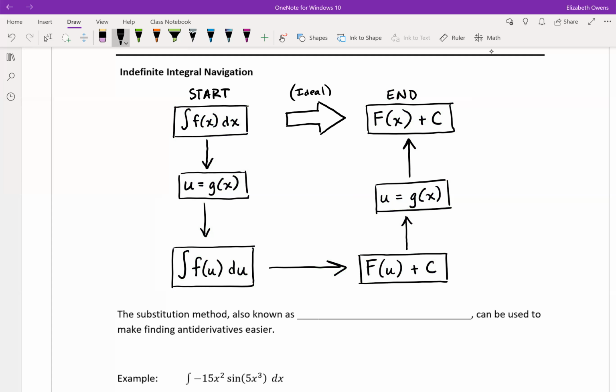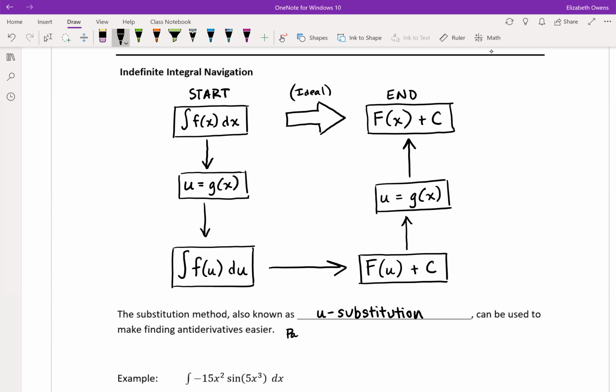All right, so this is the substitution method, also known as u-substitution. Okay, this is kind of the common nickname for it. And u-substitution can be used to make finding antiderivatives easier, particularly in cases where, in taking the derivative, the chain rule was used. In cases like that, the u-substitution method can be really handy in going backwards and finding antiderivatives.